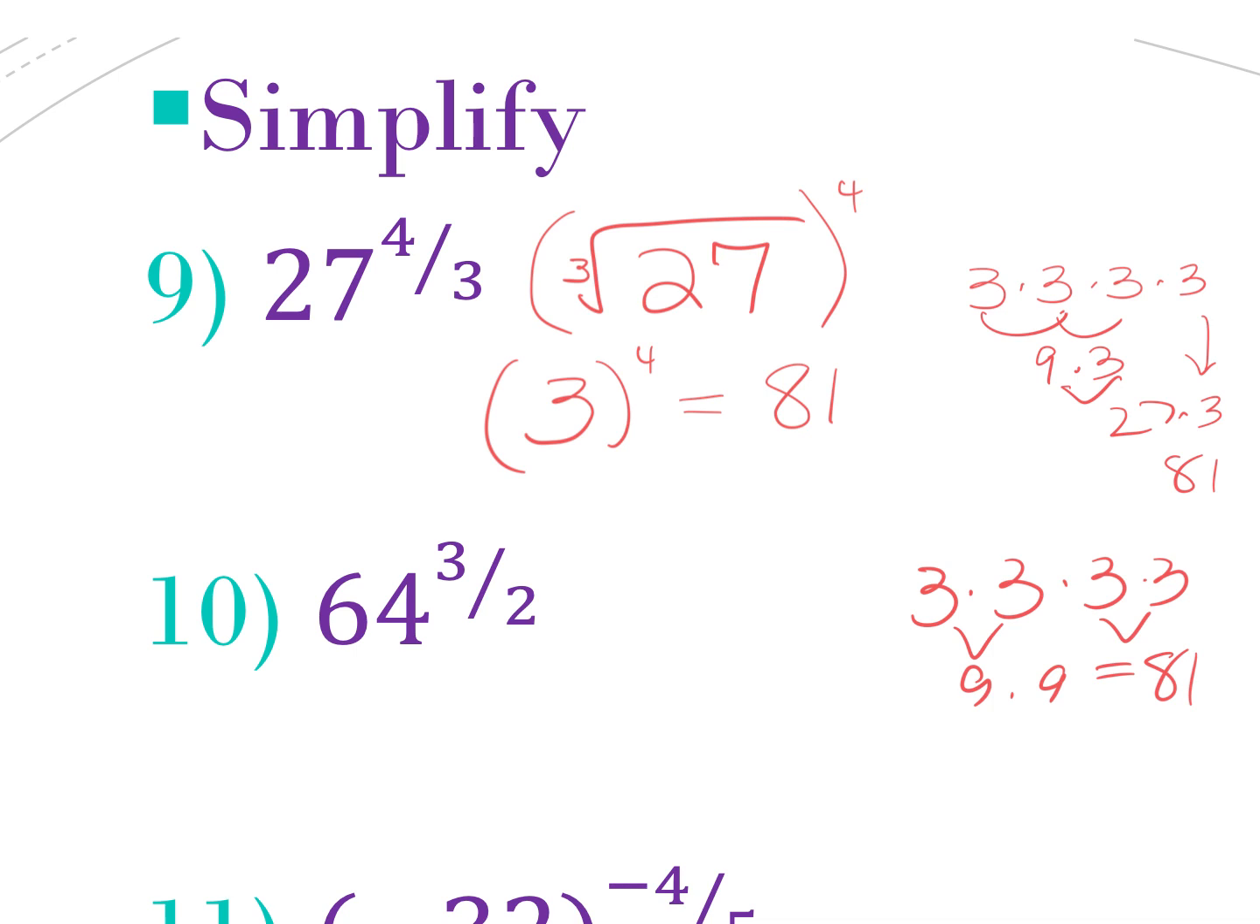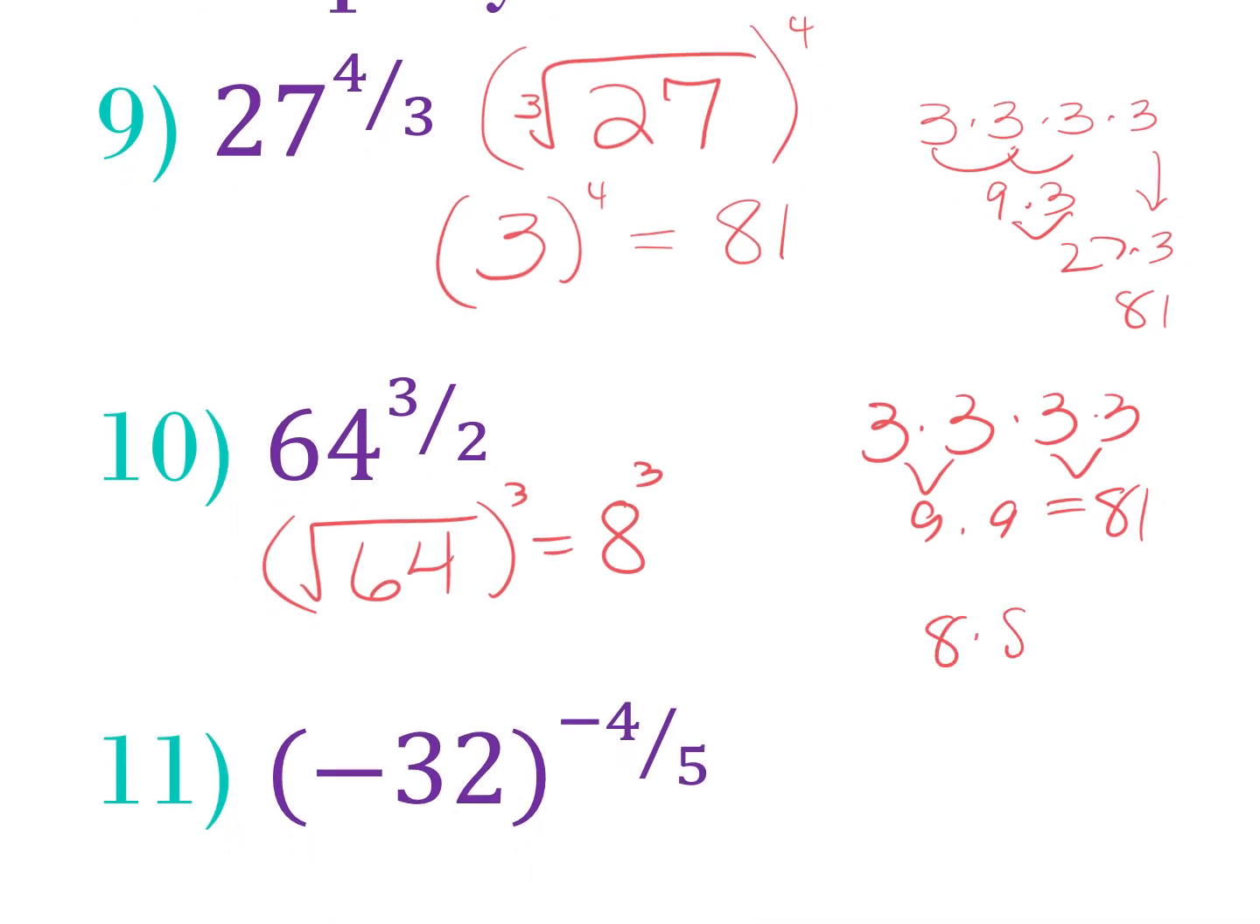The next one, again, the denominator is the root, so it's a 2, so I'm doing the square root of 64, and then I'm raising that answer to the third power. The square root of 64, 8 times 8 is 64, and then now I need to multiply 8 times 8 times 8, so 8 times 8 is 64, times 8 again, and that gives me 512. And again, you'll do this without a calculator on Thursday.